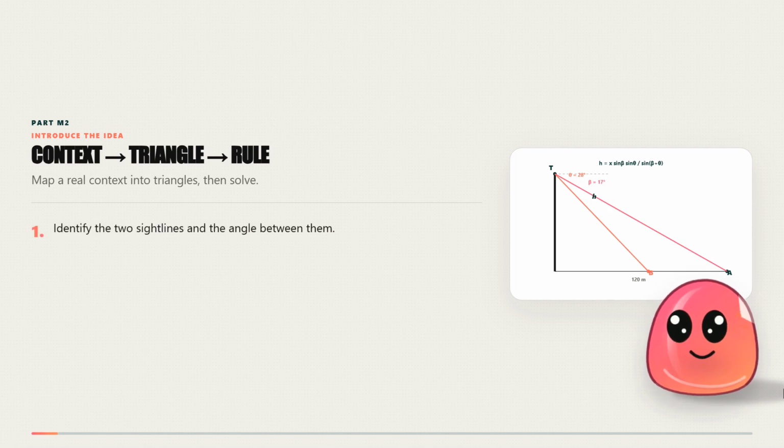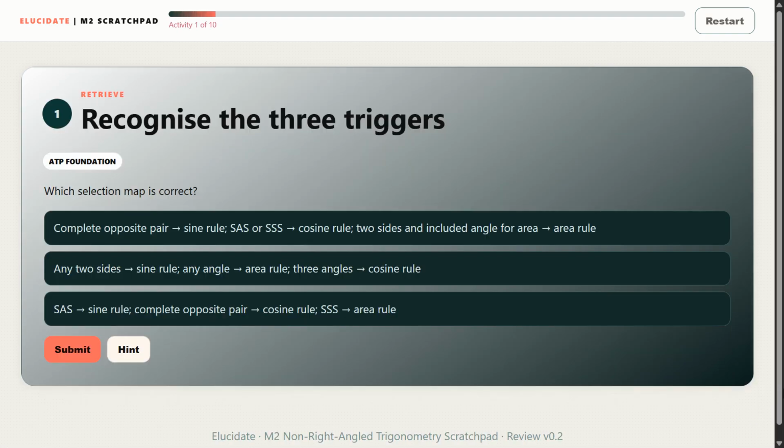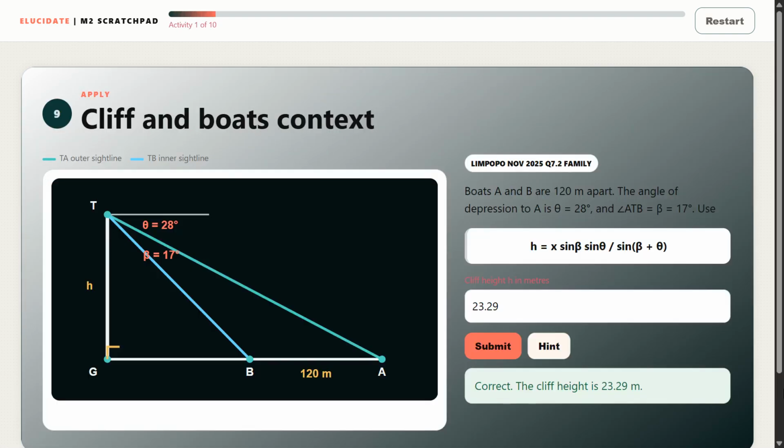Map a real context into triangles, then solve. Here's the key idea. Identify the two sight lines and the angle between them. h equals x sin beta sin theta divided by sin of beta plus theta. h equals 120 sin 17 degrees sin 28 degrees divided by sin 45 degrees, which is almost equal to 23.29 m. In the scratch pad, we map the physical situation into triangles.